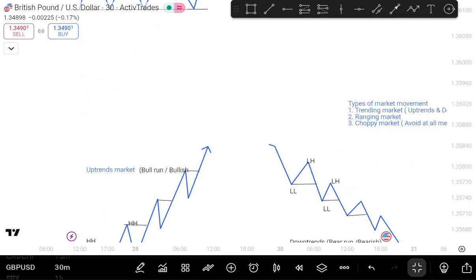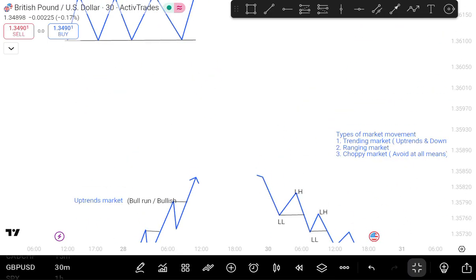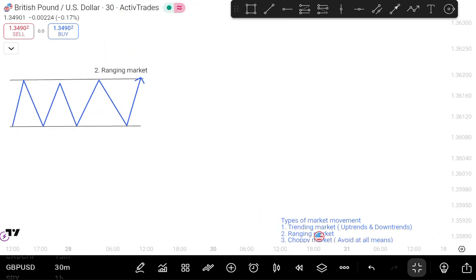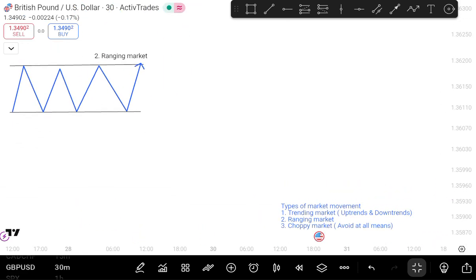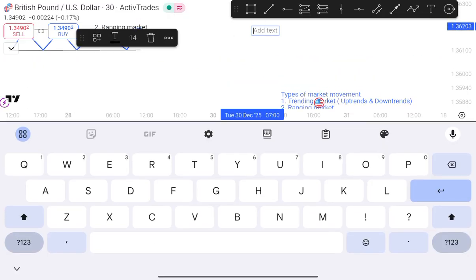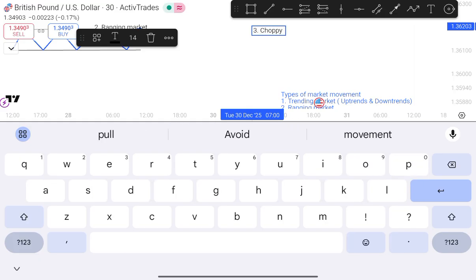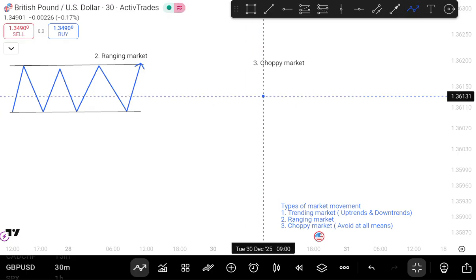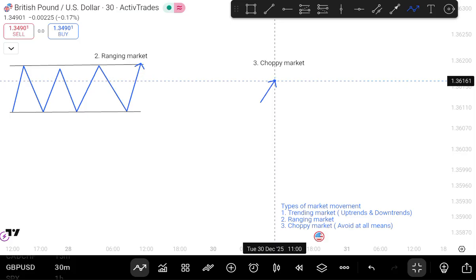You can trade either a trending market or a ranging market. So the third type of movement we have is the choppy market. The choppy market has to be avoided at all costs. You must run away from a choppy market, because it doesn't have a clear direction.